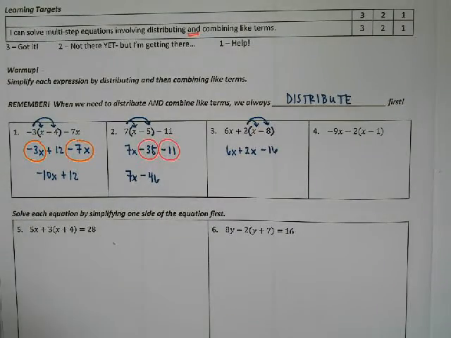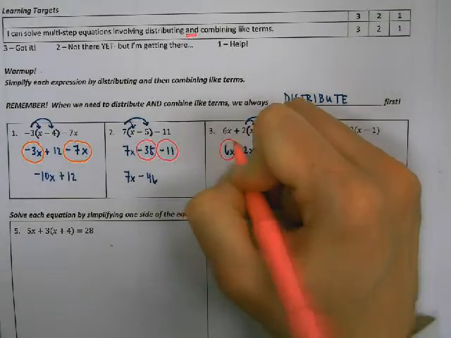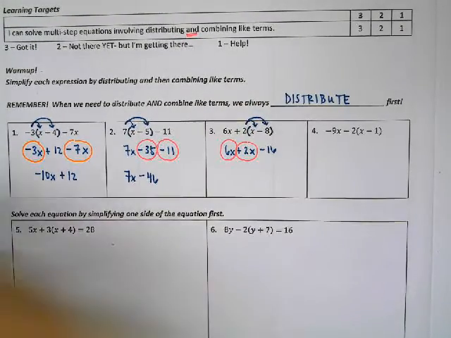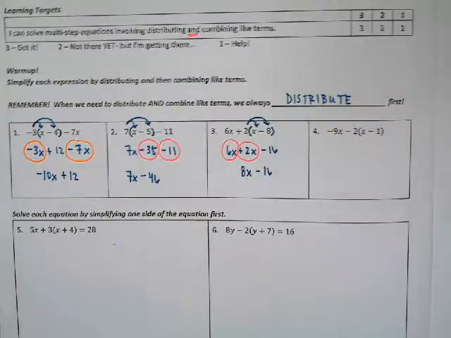So now again, all we're left with is combining our like terms. I see I have a 6x and a positive 2x. So when I combine those, I'm going to get 8x minus 16.